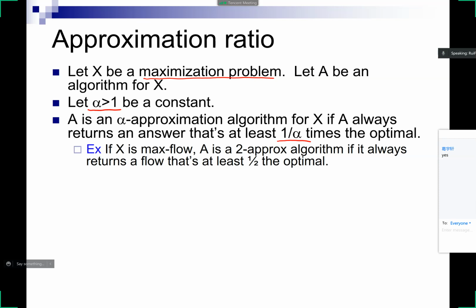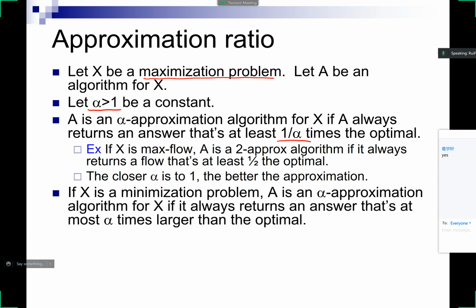So if the problem is NP-hard for alpha equals 1, then if you make alpha larger and larger, at some point this algorithm might become polynomial time solvable. But there are problems where even if you make alpha very large, the problem remains NP-hard. So we'll see some examples of that later. But our goal is to make alpha as small as possible.